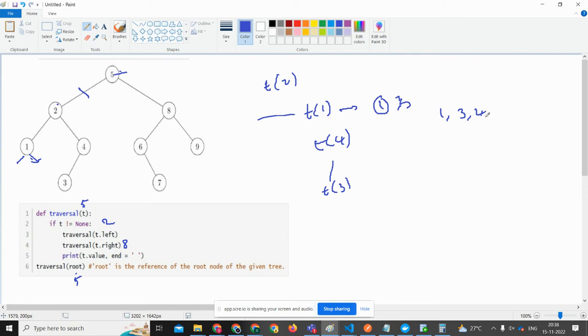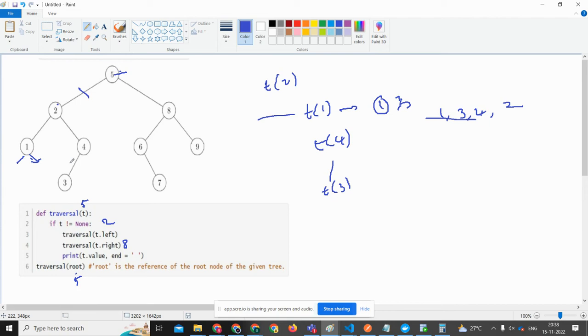And then we'll come back to the suspended call for 2 again, which is from traversal of t dot right, because for 2 we were stopped there at line number 4. So we'll then print 2.